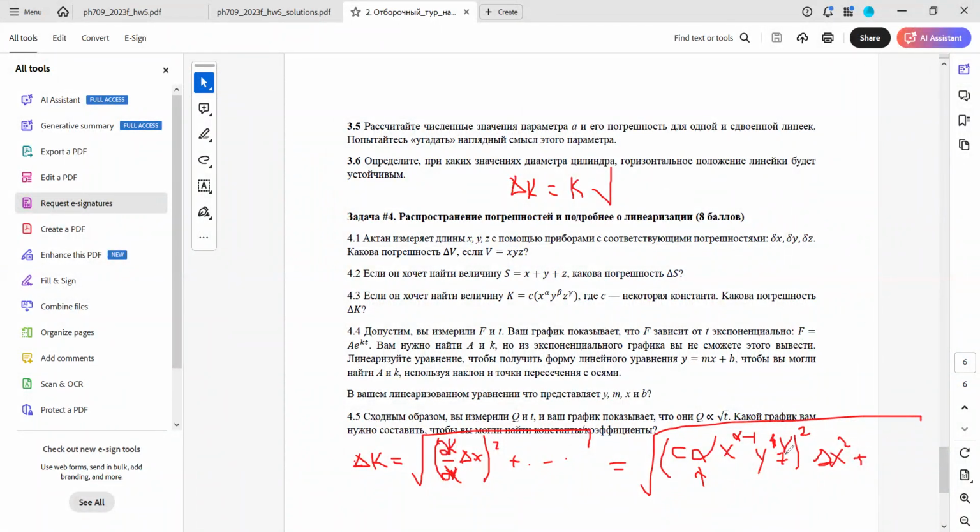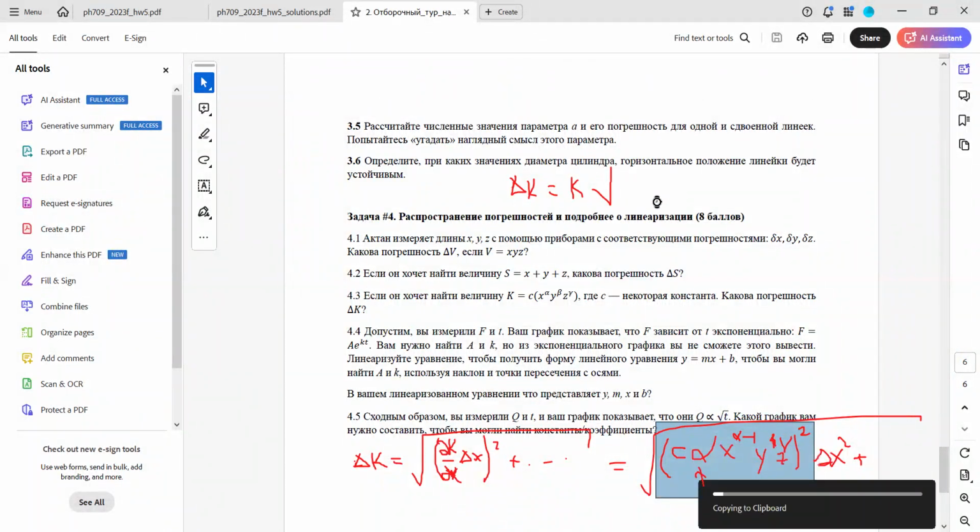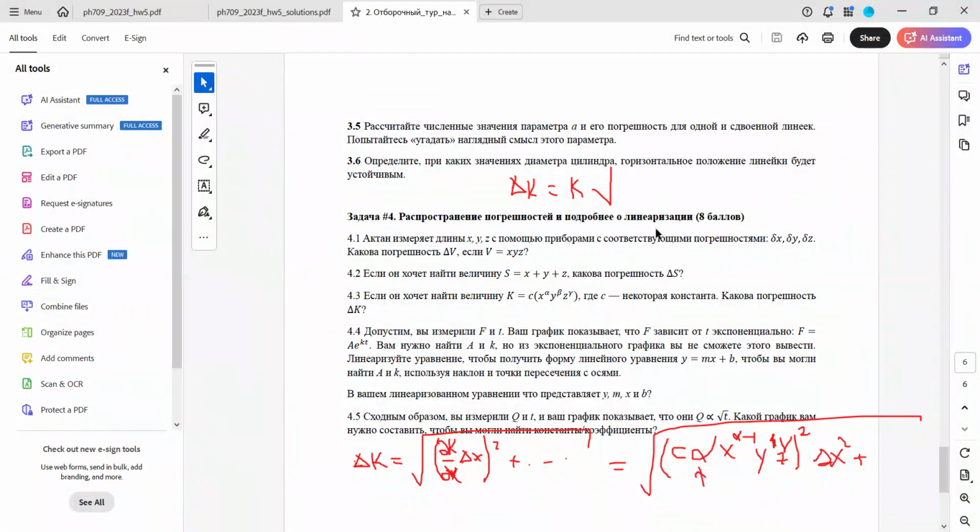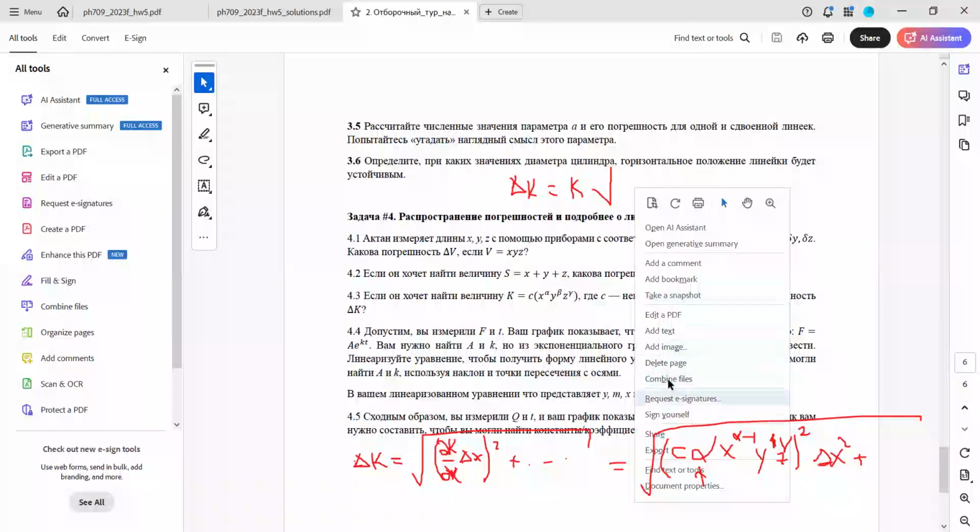And I select it. Yes, I can select it. Copy with formatting. I haven't worked with PDF this way before. Paste. Can I paste it?